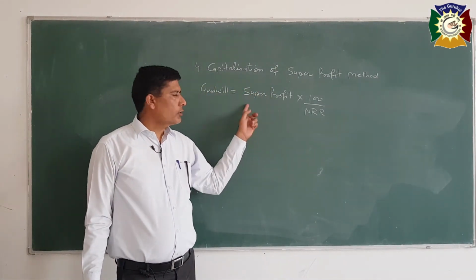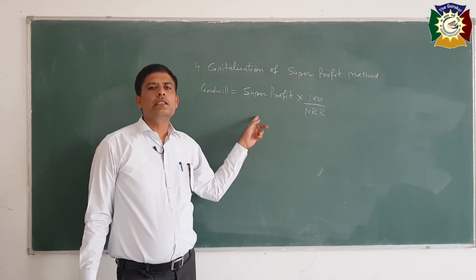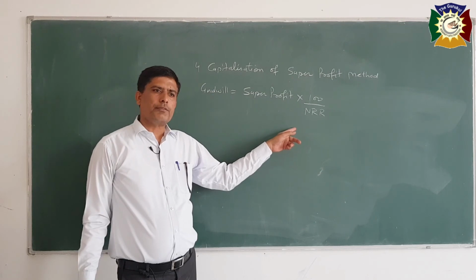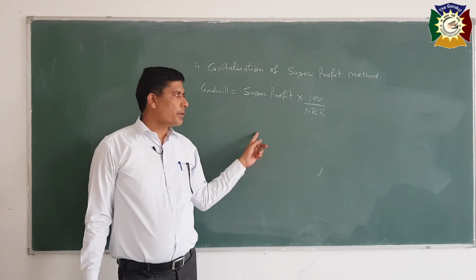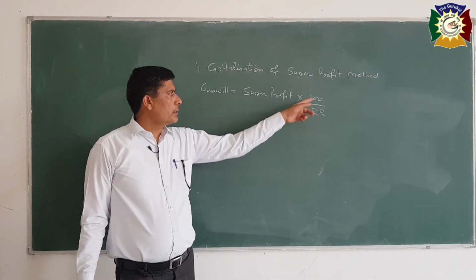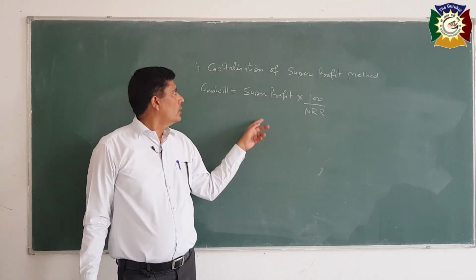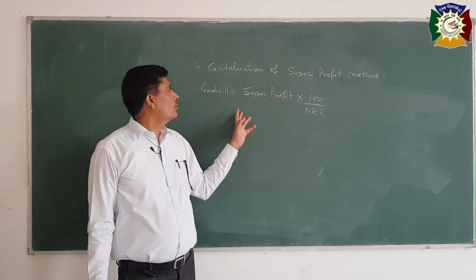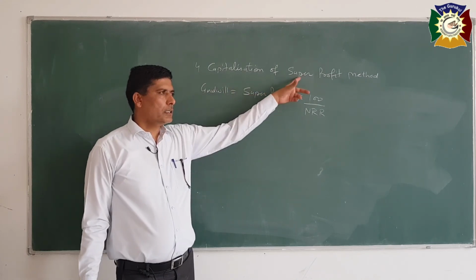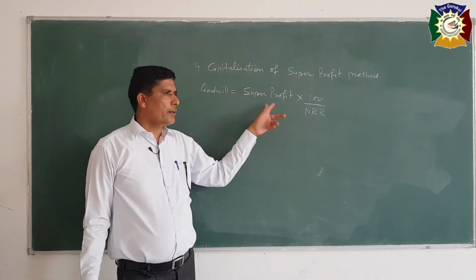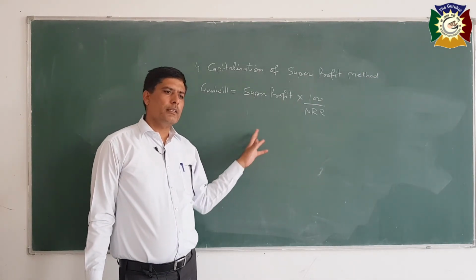Then how will you calculate super profit? Same as you have studied in the second method. Super profit is equal to average profit minus normal profit. So first calculate super profit, then multiply it by 100 and divide it by NRR. So in this way, you can calculate the value of goodwill by capitalization of super profit method. How to calculate super profit, average profit, normal profit, we have already discussed.